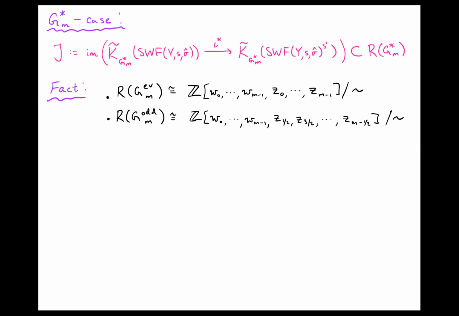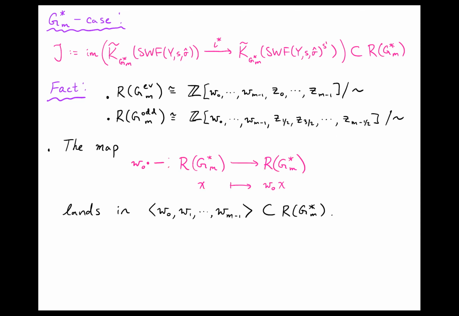There's a fact: the representation rings of these groups are generated by some variables W0 through Wn-1. In the even case, we have variables Z0 through Zn-1. In the odd case, we have Z1/2 through Zn-1/2. You can think that in the odd case, we have odd multiples of 1/2 in the Z variables. We want to simplify this a little bit. The first thing you notice is that if we multiply everything in the ring by W0, then it lands in the ideal generated by W0 through Wn-1.